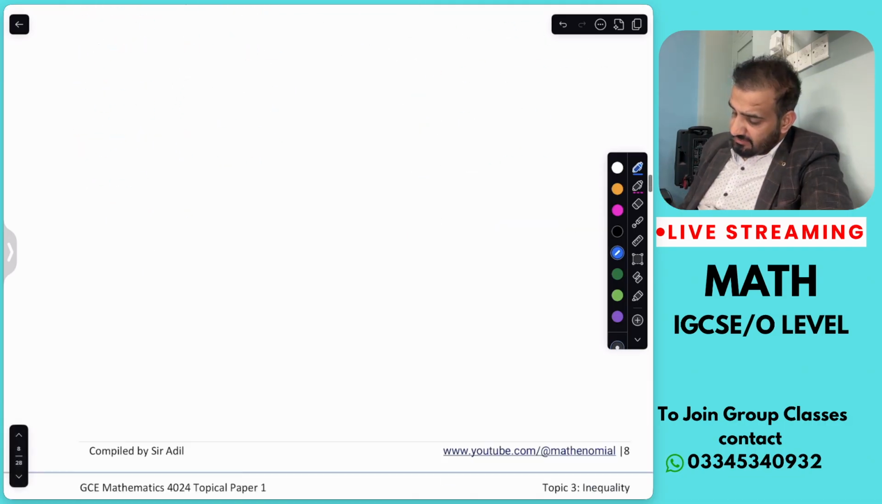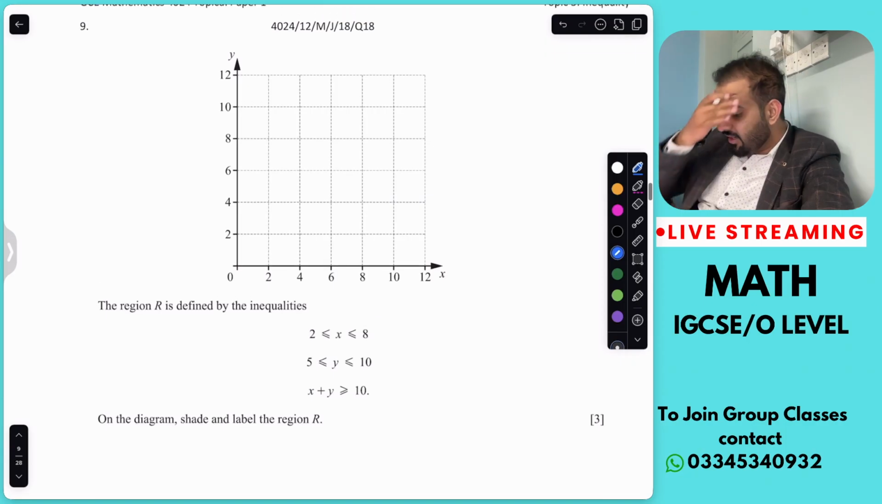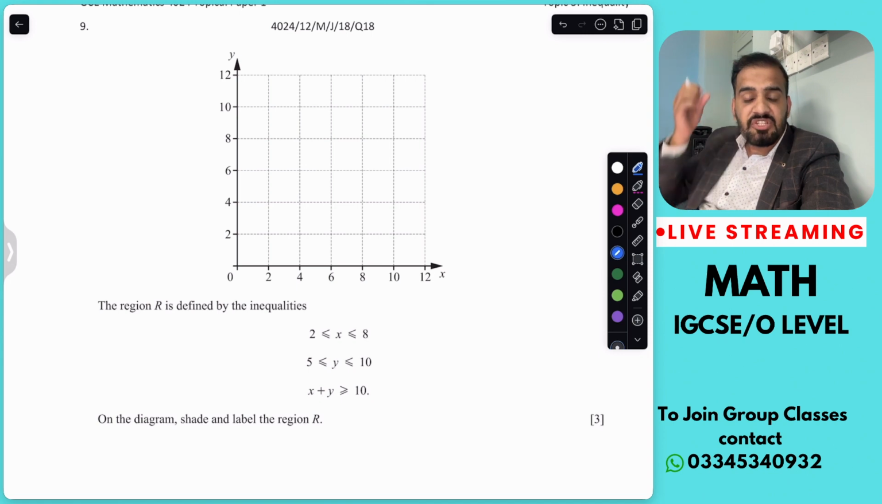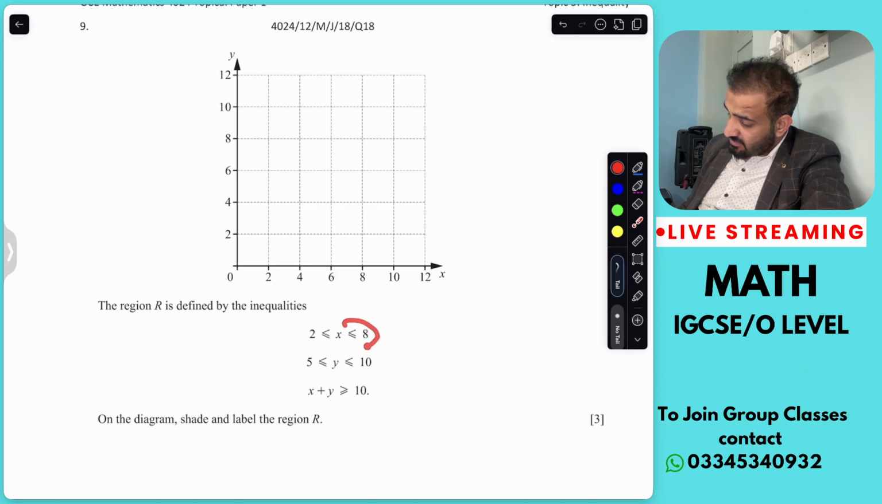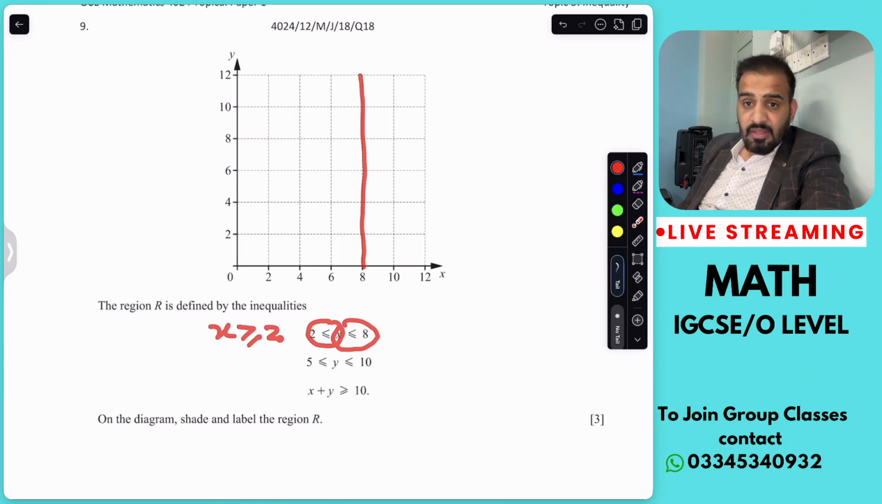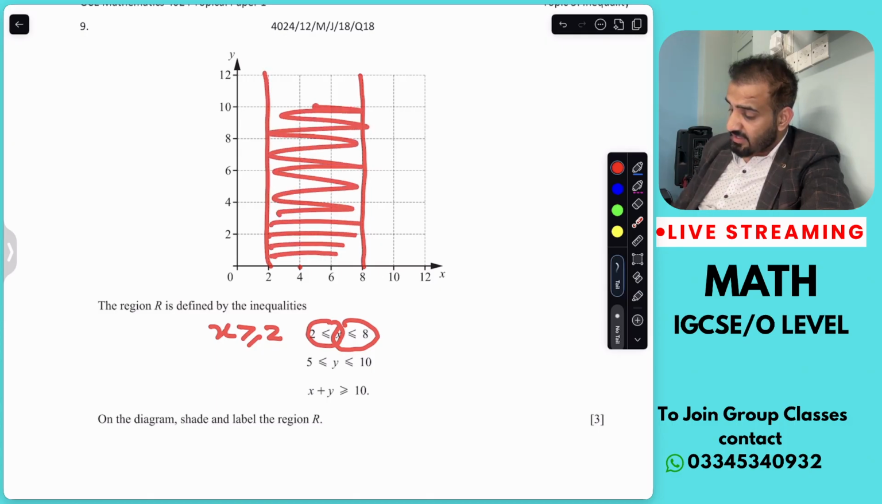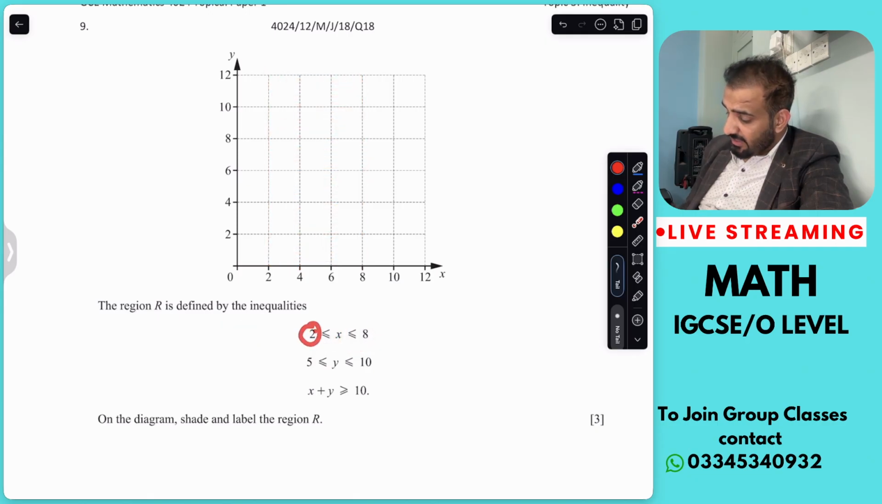Moving on to question 9. The region R is defined by the inequalities. On the diagram, shade and label the region R. So you know it very well that x is less than or equal to 8 is a vertical line. This portion is x is greater than or equal to 2. So it's also a vertical line, but it is on the left side. So this is the first shading. You will shade from 2 till 8, everything between these two lines.